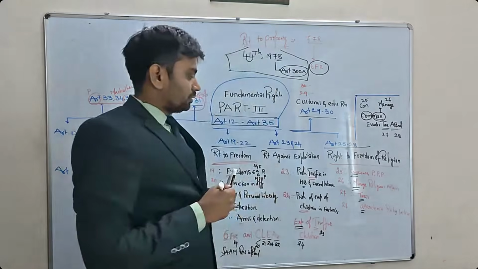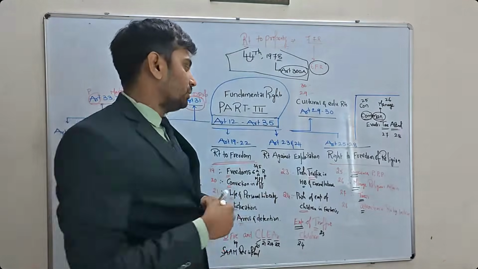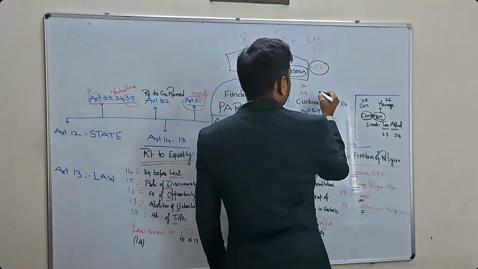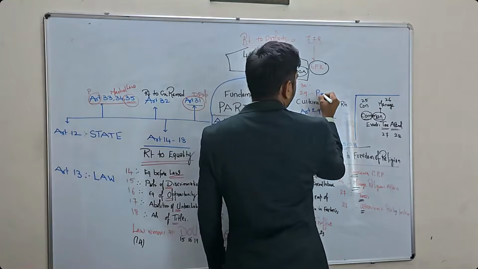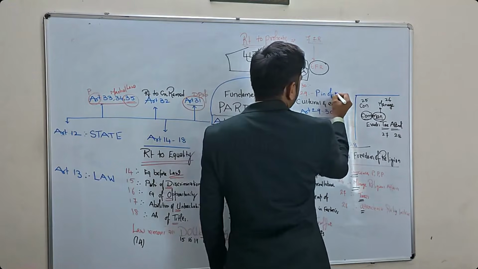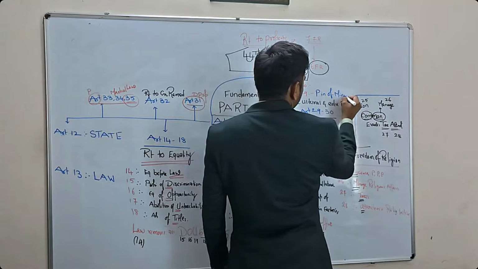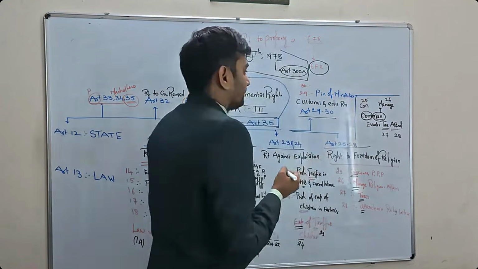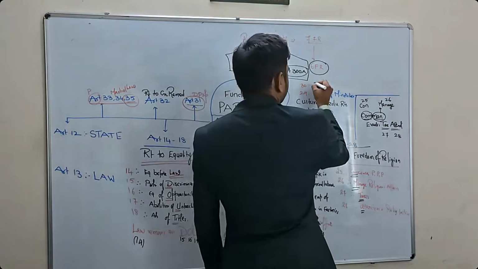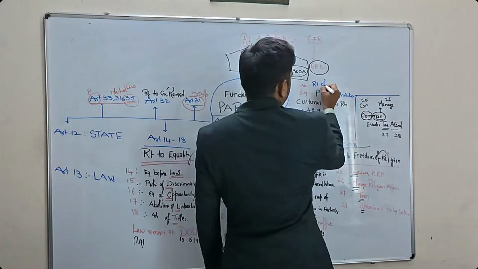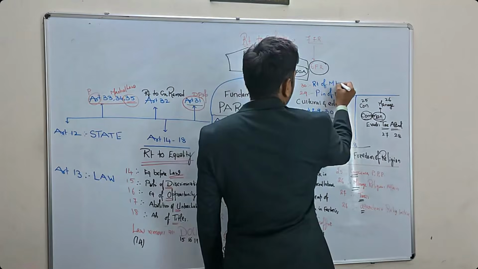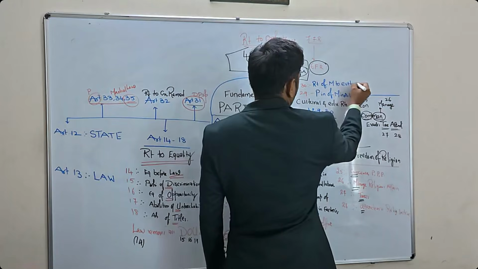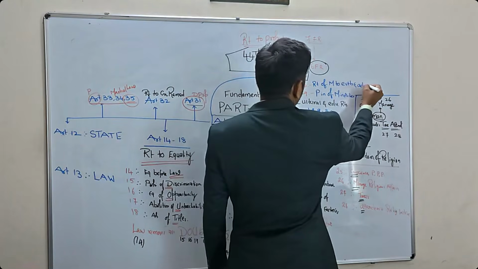29 speaks about protection of interests of minorities. Next, rights of minorities to establish and administer their own educational institutions.